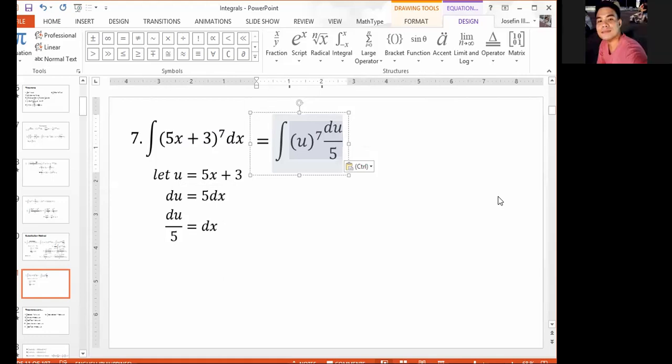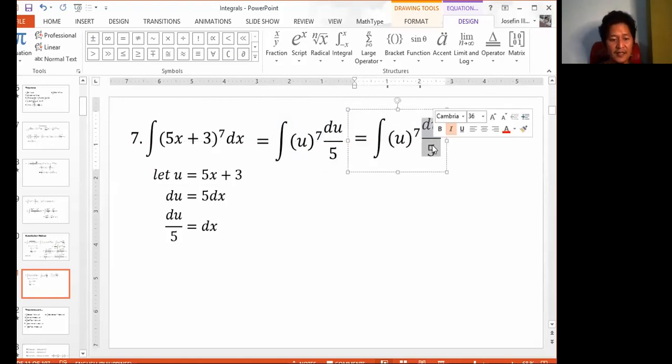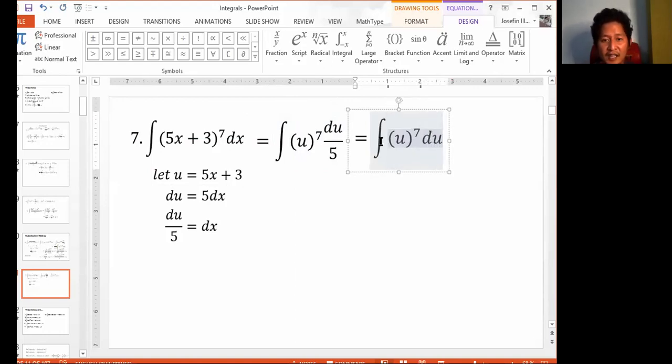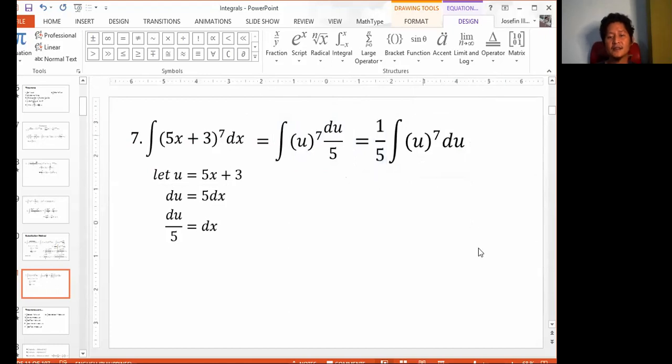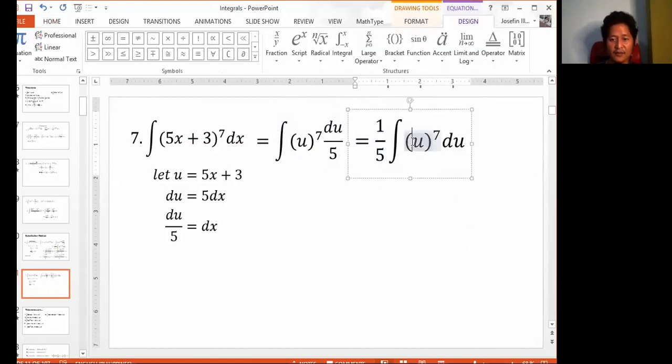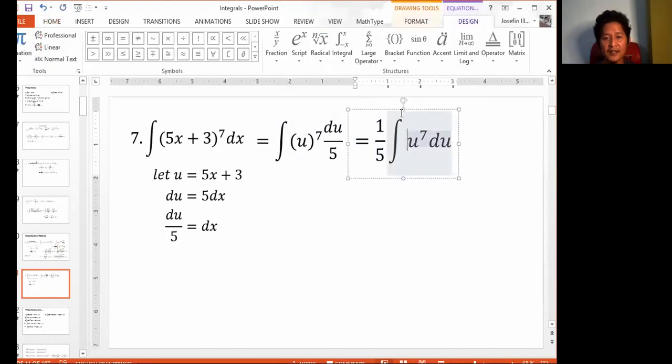Yes, sir. Okay. Now, similarly, meron tayong constant multiple dito. So, pwede nating tanggalin yung constant multiple natin na 1/5. Ilalagay natin sa labas. So, natira na lang du. Ilagay natin dito sa labas si 1/5. Tanggalin na rin natin itong parenthesis. So, ito na. Pwede na natin itong integrate.